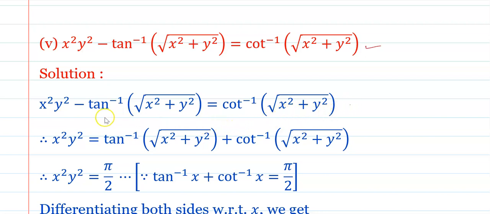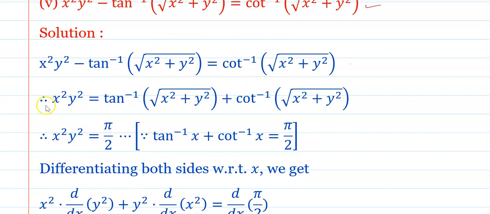पुन्हा ही मायनस टर्म या बाजूला आणणार. ओके, that is, you will get x square into y square. This minus will become plus tan inverse of root of x square plus y square plus cot inverse of root of x square plus y square.